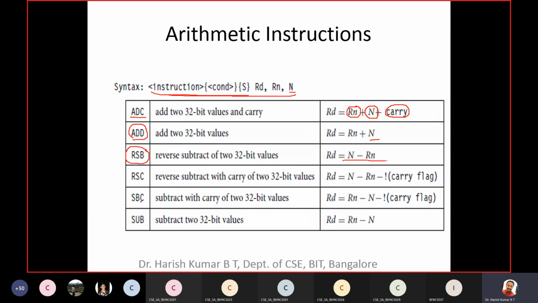And then SBC, subtract with carry, of 32-bit values. This is reverse subtract, and this is the normal subtract. It subtracts the value of n from the first source register and also subtracts the negation of the carry flag. And SUB is the one we have already understood: normal subtraction, which does Rn minus n. So subtract the second operand from the first operand and store the result in the destination. Have people understood all these instructions?